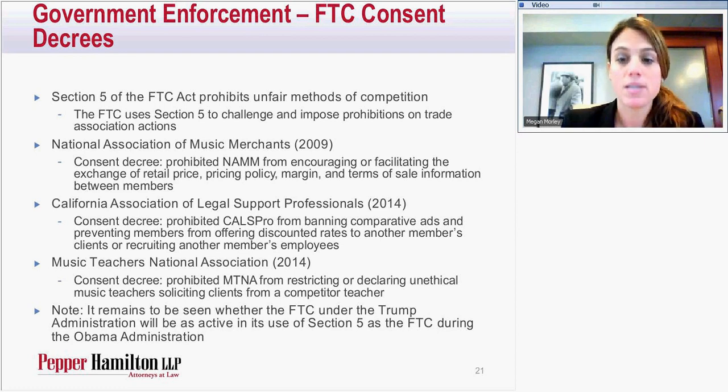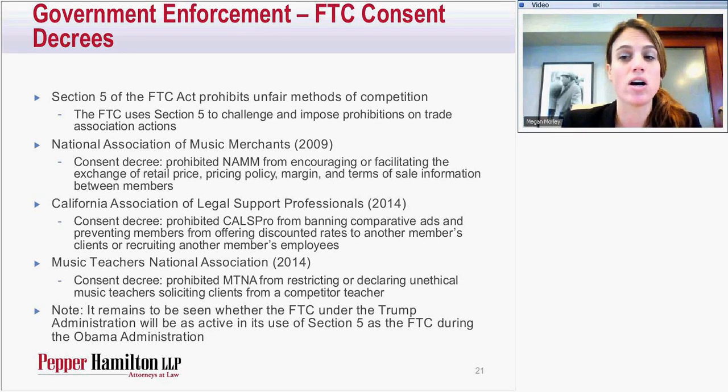prohibited that behavior. Similarly, in the Music Teachers National Association matter, which was also in 2014, the decree prohibited MTNA from restricting, or as it was in this case, declaring unethical, music teachers soliciting clients from a competitor teacher.